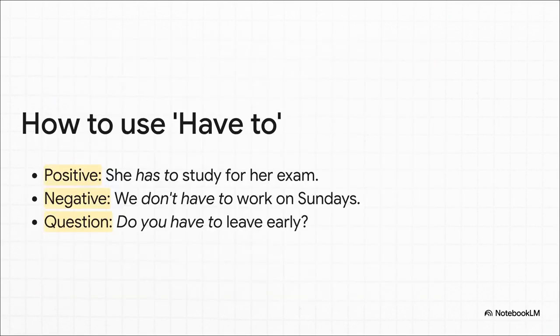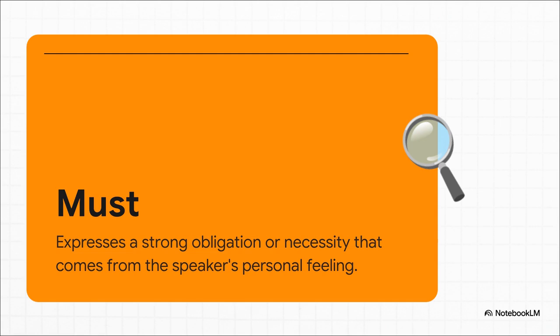And here's how it looks in a sentence. You'd say, she has to study. The exam forces her to. Or for a negative, we don't have to work. Now, pay attention to that one. Don't have to just means there's no rule, no obligation. And asking a question is simple. Do you have to leave? It's all pretty straightforward.